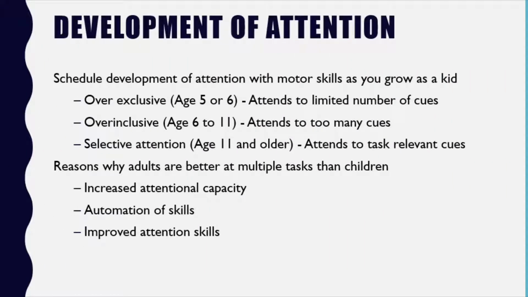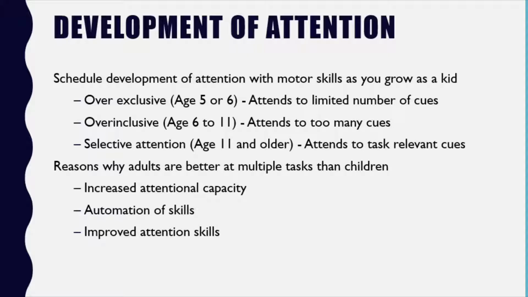Development of attention. There are three primary stages during the development of attention. The first being over-exclusive, meaning the child attends to a limited number of cues. This occurs in children around age 5 or 6. The second stage is over-inclusive, meaning the child attends to too many cues. This occurs in children from age 6 to 11. The third stage is selective attention, meaning the child attends to relevant cues. This occurs in children from age 11 and onward.